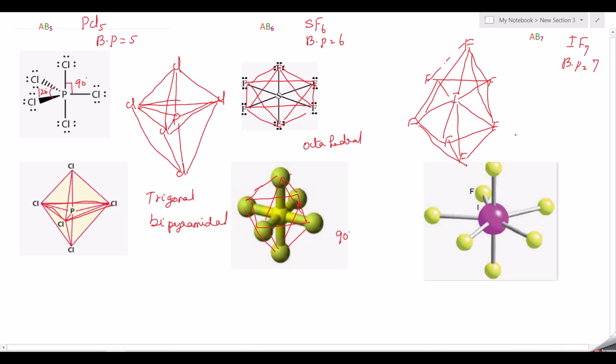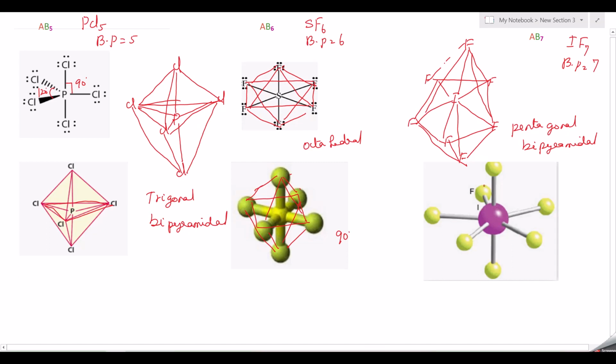So you can say that this is a pentagonal bipyramidal shape. You have a pentagon in the center, all five will be in one plane. One fluorine will be at the top making a pyramid at the top, and one fluorine will be at the bottom making a pyramid at the bottom. So you will have a pentagonal bipyramidal shape.